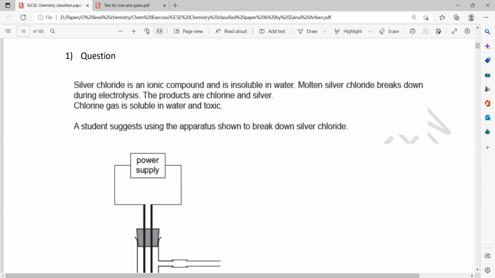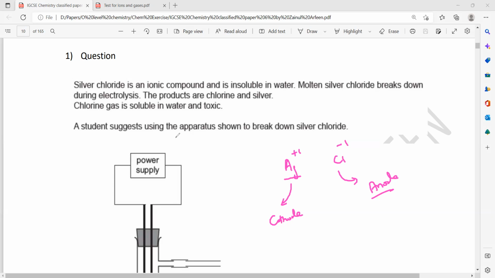Because if you have molten silver chloride, it contains Ag, it contains Cl. Ag is +1, Cl is -1. So when we pass the current, the silver ions are positive ions, so they're attracted towards the cathode, and the chlorides are the negative ions, they are attracted towards the anode. So silver metal will be there, and the chlorine yellowish green gas will be given. So a shiny solid and yellowish green gas.